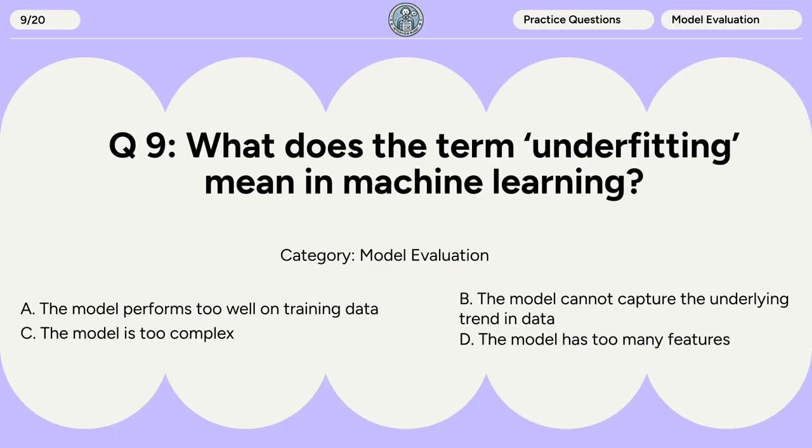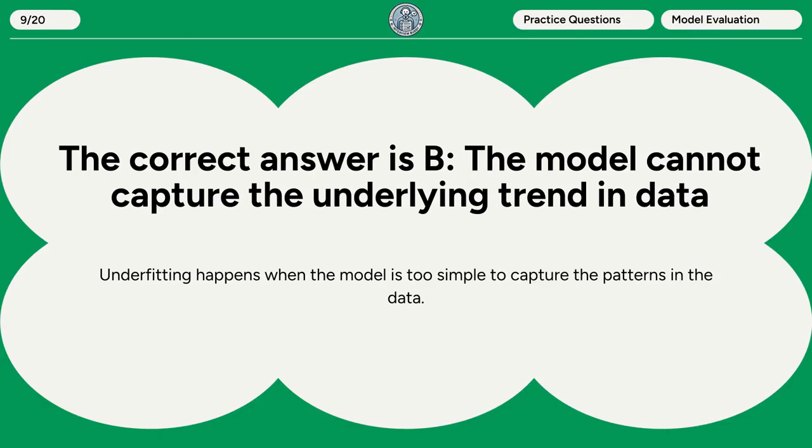Question 9. What does the term underfitting mean in machine learning? A. The model performs too well on training data. B. The model cannot capture the underlying trend in data. C. The model is too complex. D. The model has too many features. The correct answer is B. The model cannot capture the underlying trend in data. Underfitting happens when the model is too simple to capture the patterns in the data.